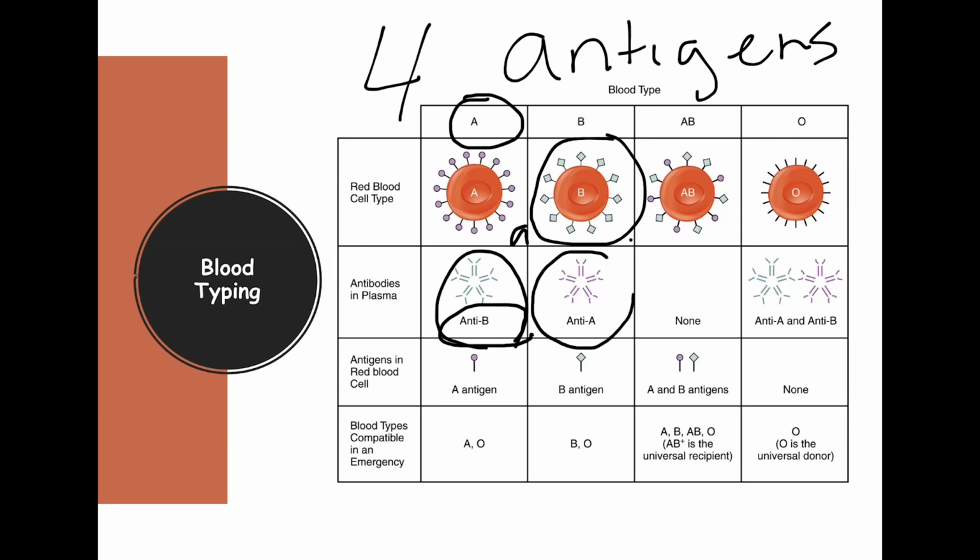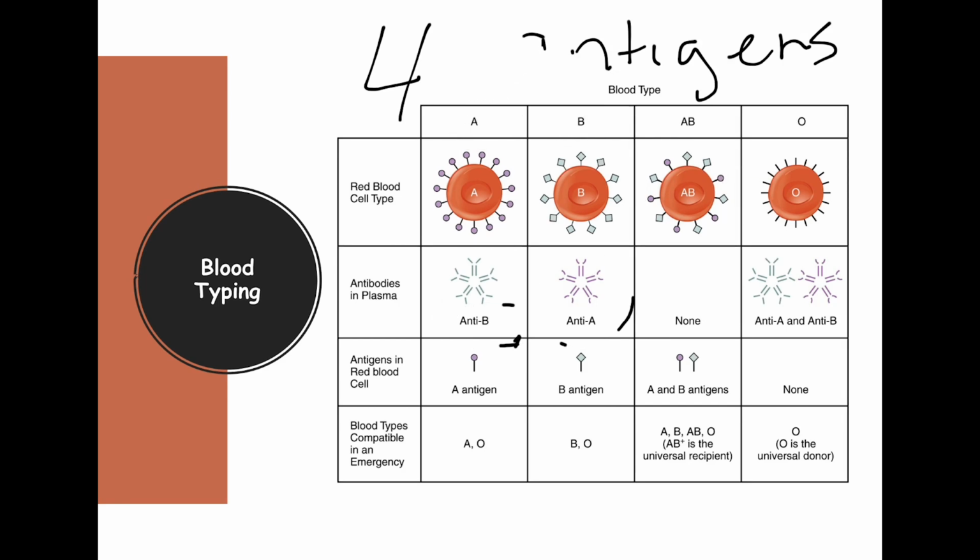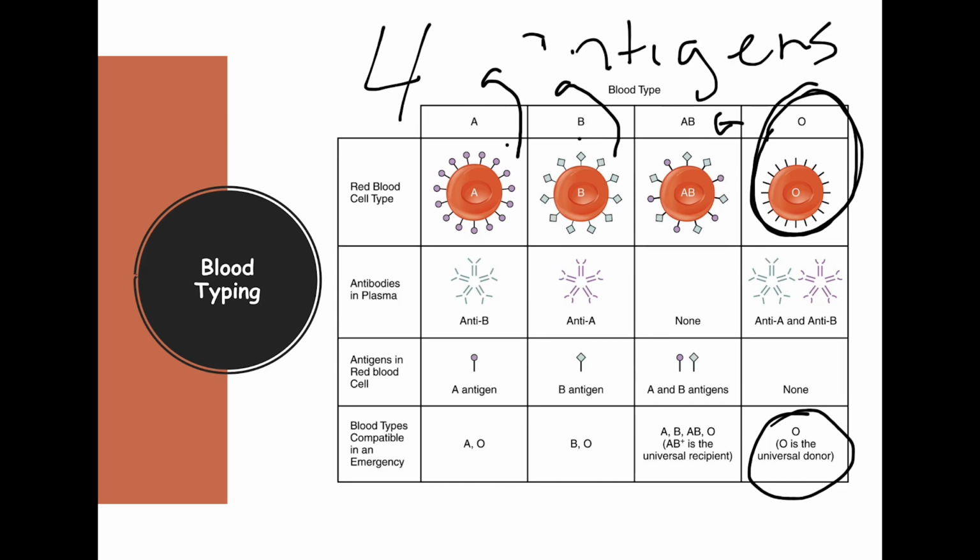Now here's the thing with these two. Even though you have type A and type B, if you're type A, you can always donate to a type A person. If you're type B, you can donate to a type B person. But let me skip over this for a second and go here. Type O has no antigens. You don't see A and you don't see B. They have none. Because they don't have any antigens, they can be considered the universal donor. They can donate to any blood type.